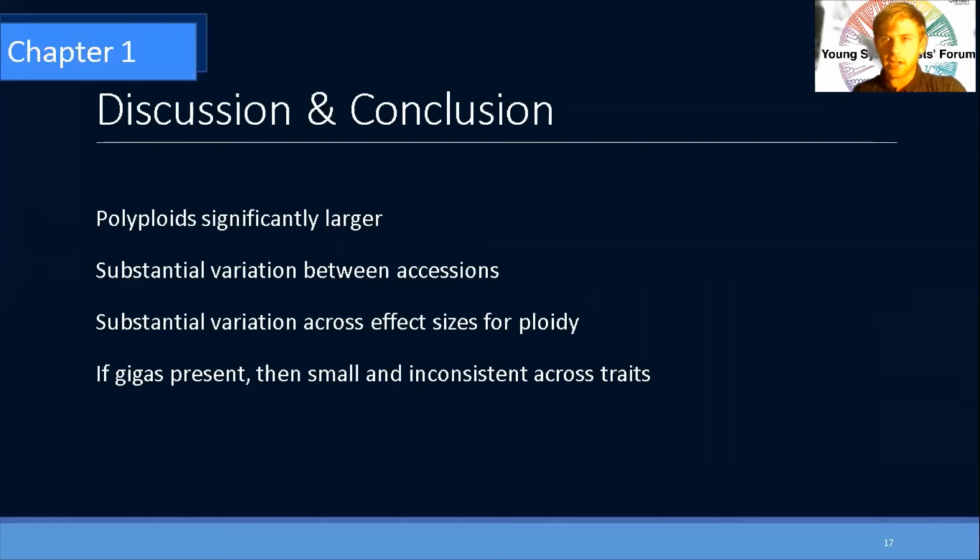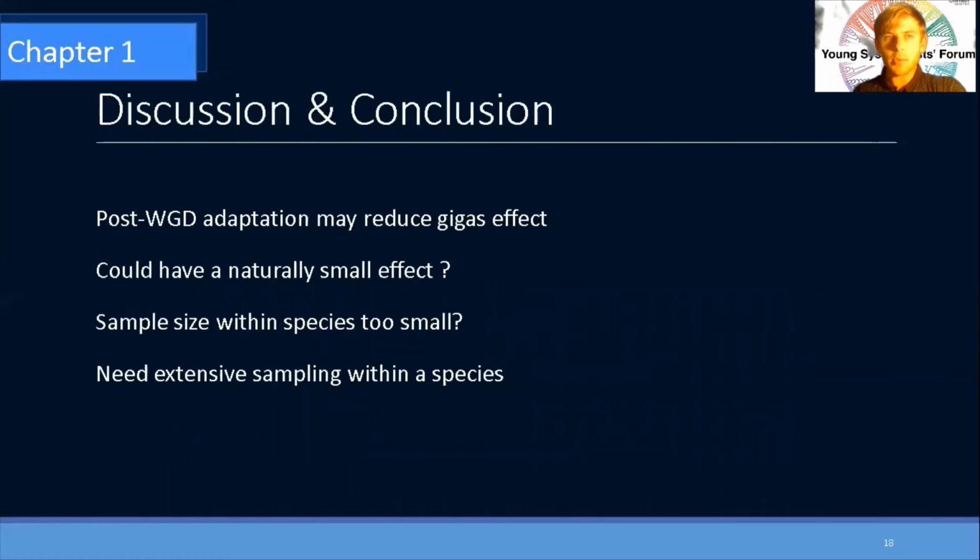Polyploids are significantly larger, so we think there might be some kind of Gigas effect playing a role, but the effect size is so small, and it is inconsistent with massive variations between accessions and across traits. So if there is a Gigas effect at all, why do you observe this strange pattern? Possible explanations are that polyploids might be different to diploids in this context, but a clear Gigas signal might get diluted by natural variation after post-whole genome duplication adaptation.